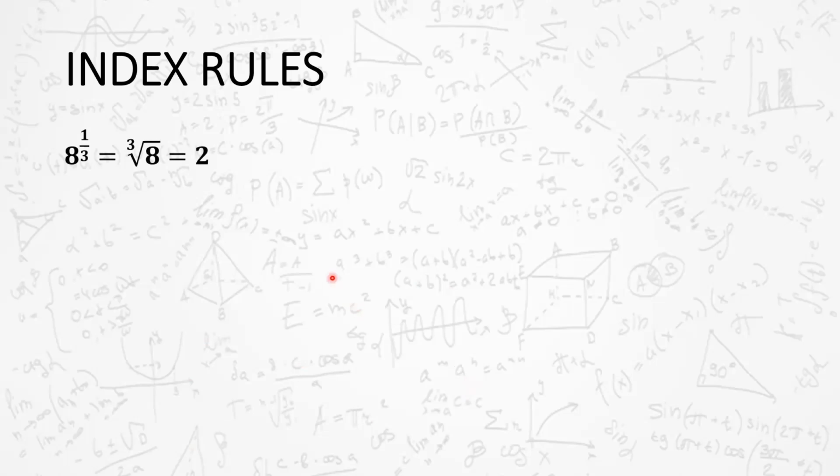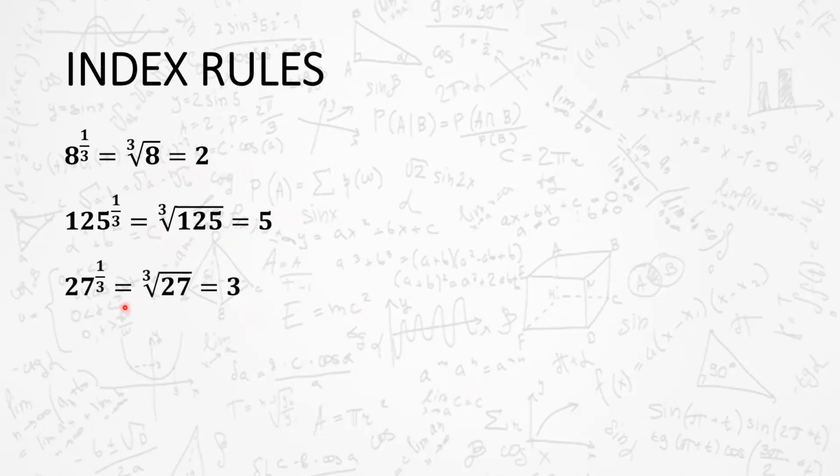Now we look at cube root. 8 to the power third equals cube root of 8 equals 2, because 2 times 2 times 2 gives you 8. So my answer is 2. Similarly, 125 to the power third equals cube root of 125, which gives you 5. So 5 times 5 times 5 gives you 125.